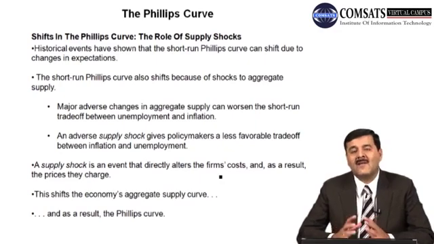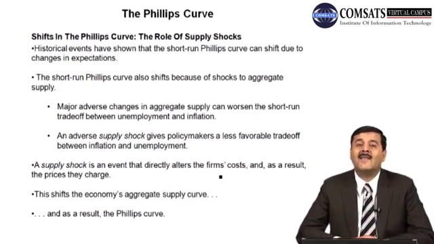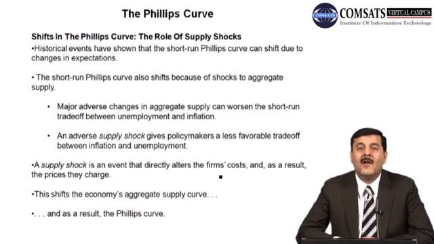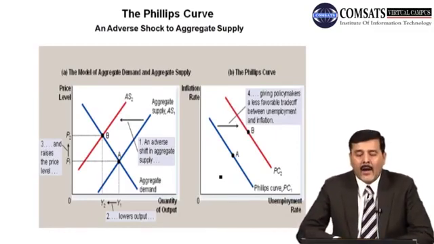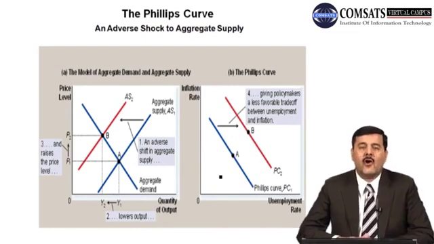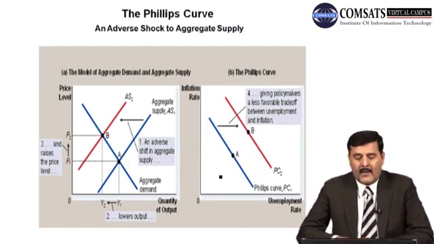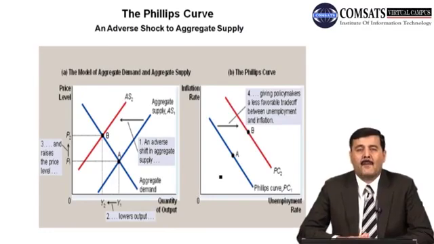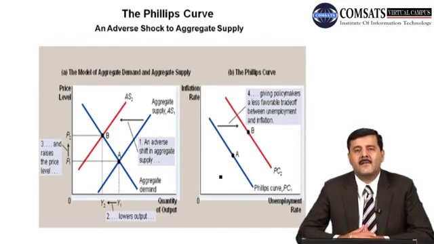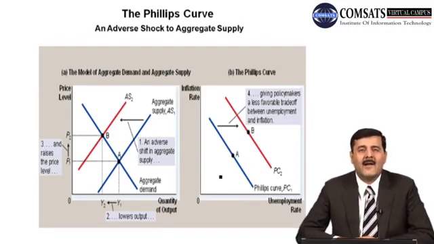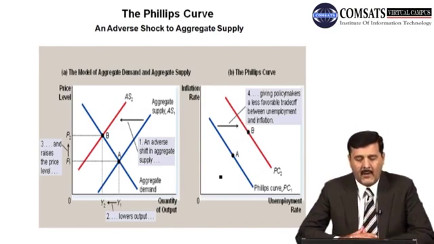So this can shift the supply curve, and this shift in supply curve can shift the short run Phillips curve in the economy. So we'll see that in this slide how the shift in supply curve can shift the short run Phillips curve. And specifically we are talking about here the adverse aggregate supply shock. Adverse means we are decreasing the supply and shifting the supply curve inside or leftward.